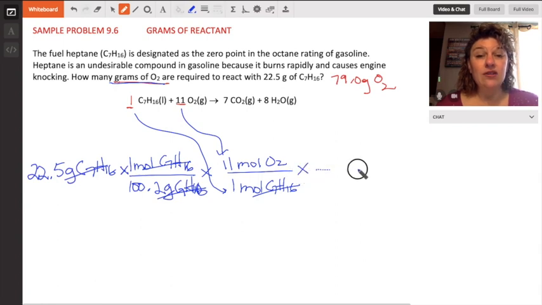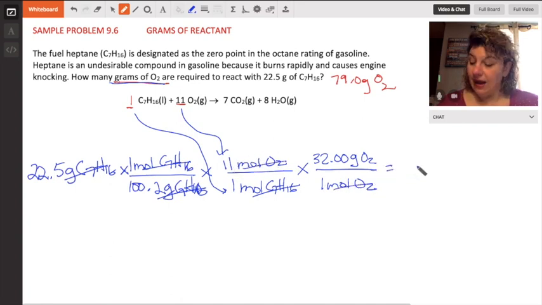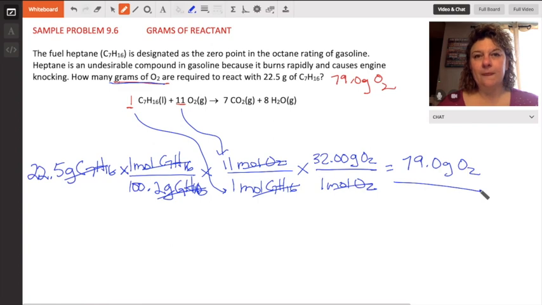So now we just need to go back into grams of O2 because our moles of C7H16 have canceled out. So 32.00 grams of oxygen is equal to 1 mole of oxygen. Now our moles of oxygen have canceled out. And I'm left with 79.0 grams of O2. So we get the same answer either way. Next problem.